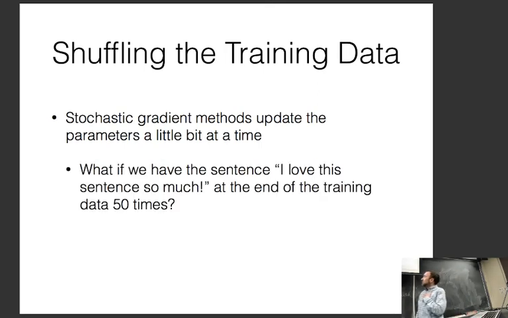So if you think, what if we have a sentence, "I love this sentence so much," at the end of the training data 50 times? What will happen is it will update to improve the probability of "I love this sentence so much," and it will do it 50 times in a row, which means you will get a language model that can only generate "I love this sentence so much."